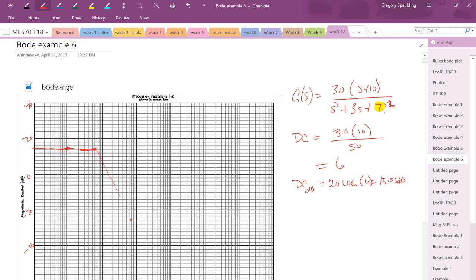Now, in this case, I'm going to run into my second zero pretty fast. It's at 10. Here at 10, I'm going to have a zero, which is going to shift me up 20 dB per decade. So where I cross 10 here, I'm going to go from minus 40 dB per decade to minus 20 dB per decade. So I'm going to go across and down about here, and the slope of my line past this point is going to go like this. Okay, so this is going to be minus 20 dB per decade.